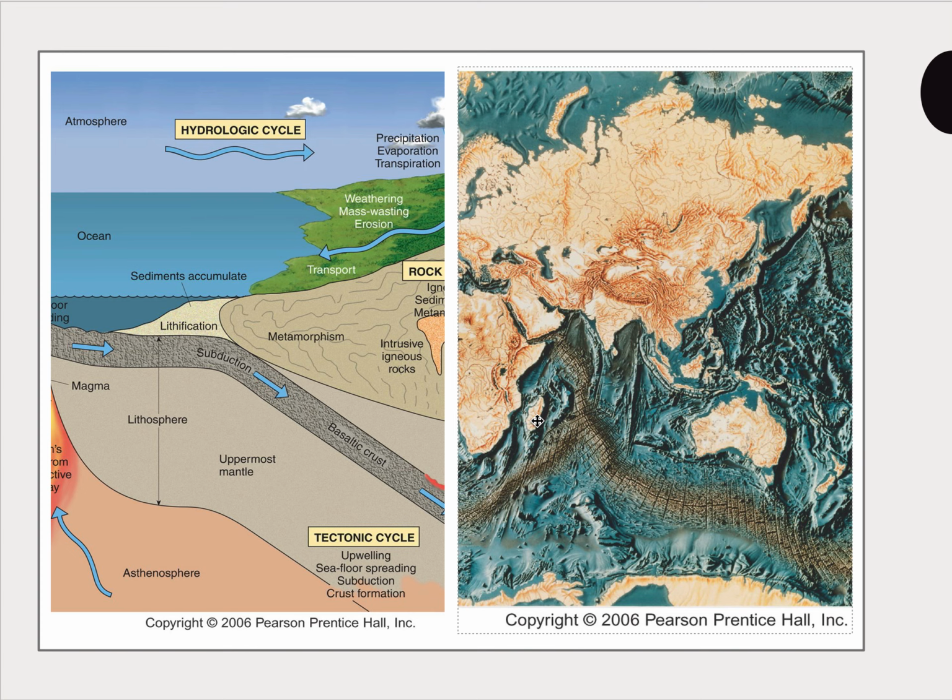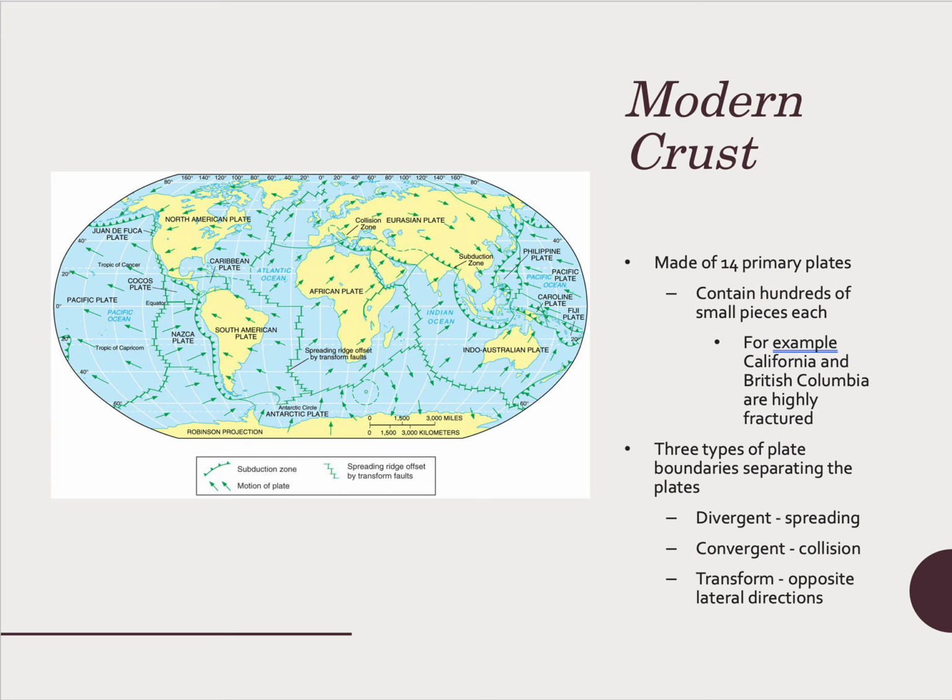I also had indicated that Asia and Europe were two separate land masses that fused together. Here's that point of fusion. This margin right here, the Ural Mountains, fused these two continents together the same way India's collision with Asia is fusing together with the creation of the Himalayas. So that brings us to understanding the configuration of the modern crust.